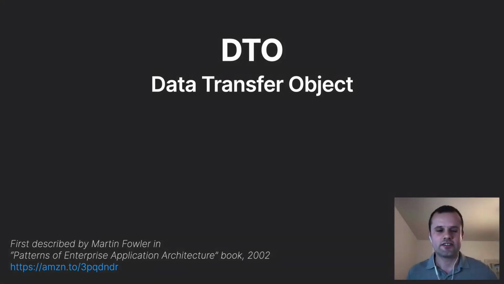DTO, a data transfer object. Interesting that Martin Fowler described the DTO in his book in 2002. This is 19 years ago. And now we will tackle that and see how it's applied to our code bases and our work. So far away, but the topic is still relevant.